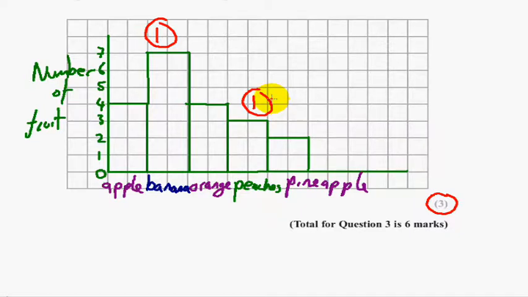So the second mark is for all 5 bars correctly labelled: apple, banana, orange, peaches and pineapple, and the vertical axis is correctly scaled, which it is here. The third mark is for everything being correct. So that's it for question 3, part A, B and C.